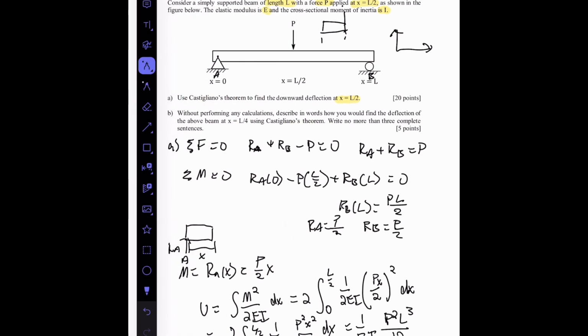Without performing any calculations, describe in words how you would find the deflection of the above beam at x equals L over 4 using Castigliano's theorem. Write no more than 3 complete sentences. Alright, so finding the deflection at x equals L over 4 is a little bit trickier, mainly because we're going to have to apply a fictitious load at x equals L over 4. The reason we have to do this is Castigliano's theorem only applies for a point at which a load is being directly applied. So in order to get around that, we have to apply a fictional load.